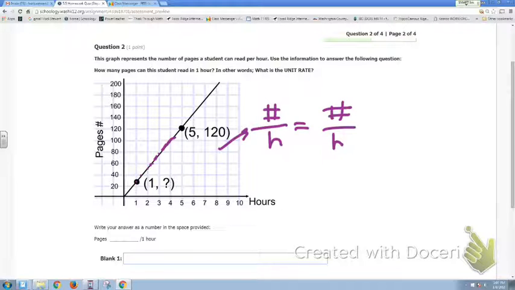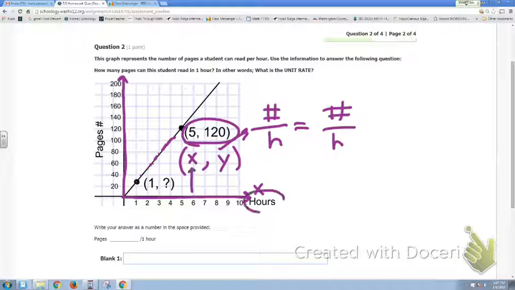However, conveniently enough, a rate is already provided for you in what we call an ordered pair. Ordered pairs have an order to them, and the order matters. Remember how in the last question I referred to this as the x-axis and this as the y-axis? We label it this way to keep things organized. X in the alphabet comes before Y in the alphabet. And so what you're looking at here is hours and pages. That's important.